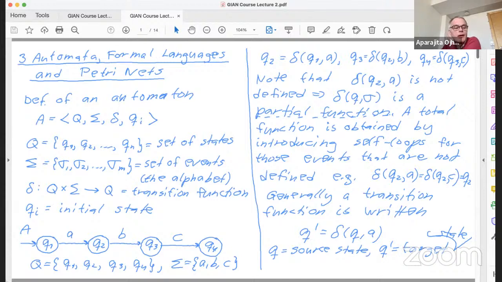And generally, I use the notation here that the next state, what I call the target state, is denoted by Q prime, and that is a function of the source state where you are right now. So, for instance, from Q3 to Q4, if Q3 is the source state, then called Q, then Q prime is the target state Q4 in this case.